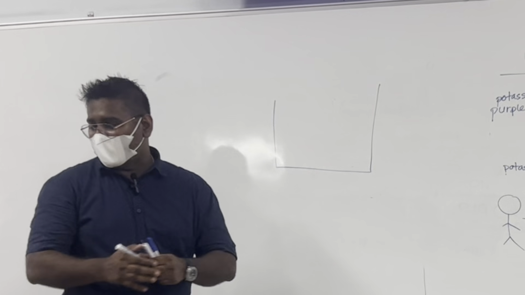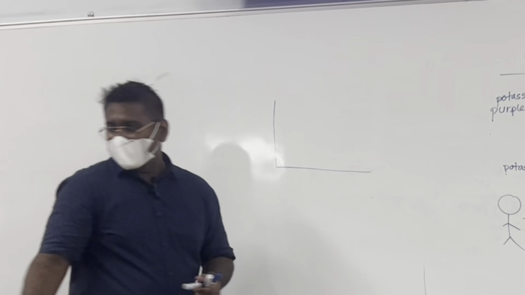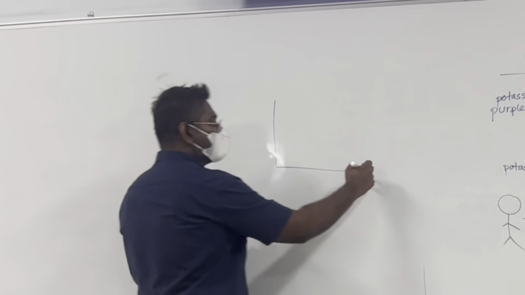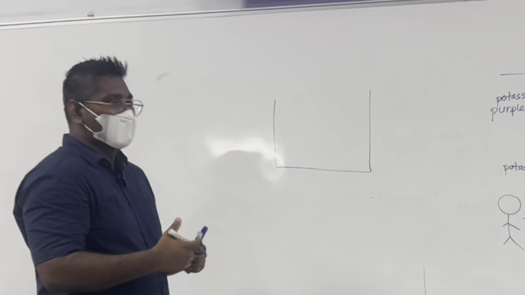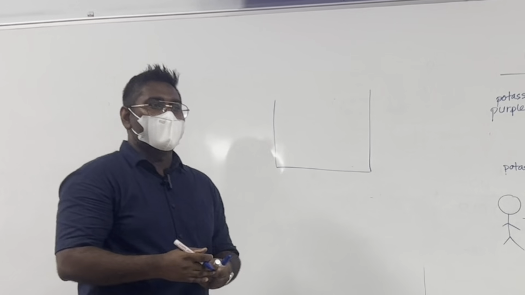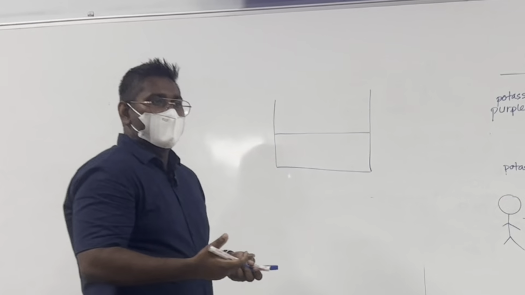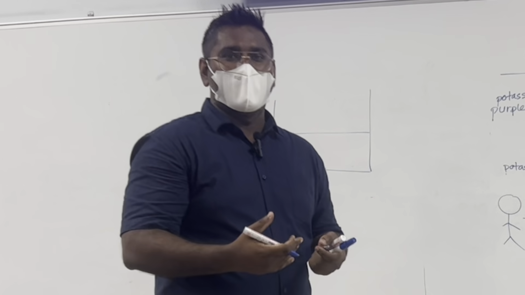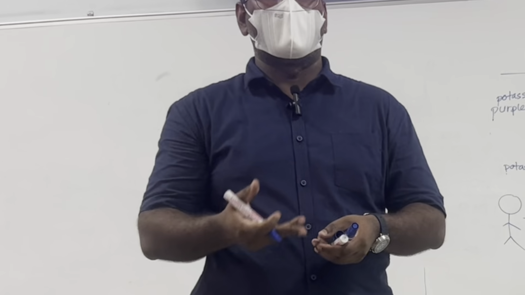If I want to actually just make an electrolysis cell, what do I need to do? First, I must have a solution. That solution is called electrolyte, something that can conduct electricity.